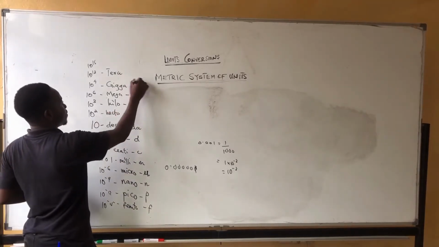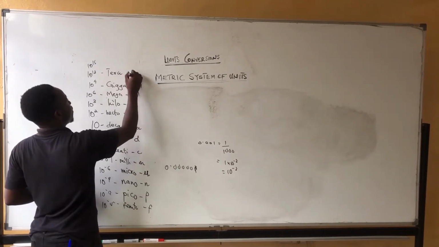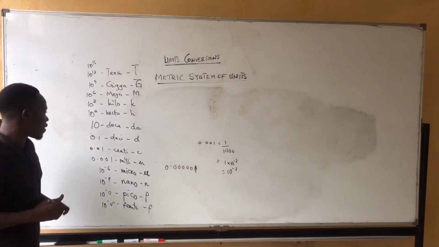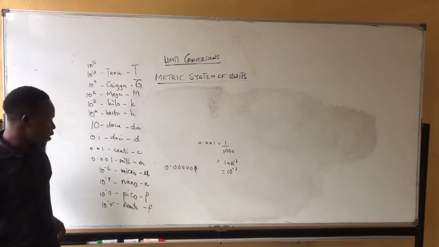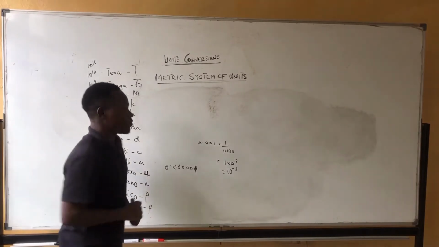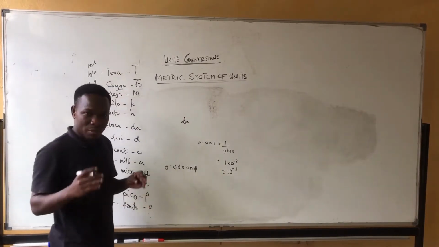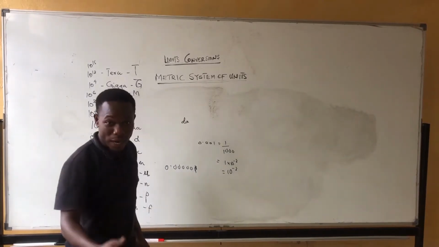Giga, T, tera, giga, J, sorry, tera, T, and so on and so forth. Instead of writing deca, I'm going to use the symbol. Are we okay? What it means is that when I write a deca, you should understand that it's just a prefix. That means it's just a word that is going to be attached to a main word.